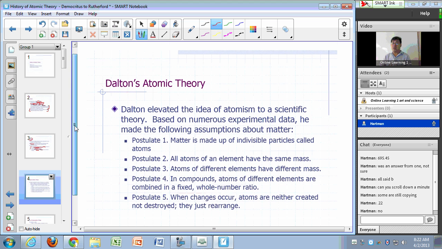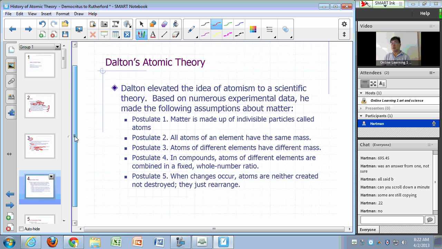Okay, now the idea of atoms was elevated to a scientific theory by John Dalton. Based on his numerous experimental data, not just those he got, but those by other scientists at the time, he was able to summarize all the experimental data that were known at the time by making just a few assumptions. So these are the assumptions, or postulates, that he made that allowed him to explain the behavior of matter.